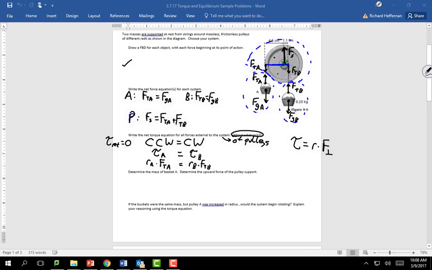Doing pretty okay so far. Any substitutions we can make? Like for FTA, is FTA equal to anything else? Yeah, FGA. And what's FGA equal to? MAG. And we could do the same thing for FTB. It's equal to MBG. So we could rewrite this up here. I'm just going to erase where it says of pulleys and what axis. And that says RA times MAG equals RB times MBG.